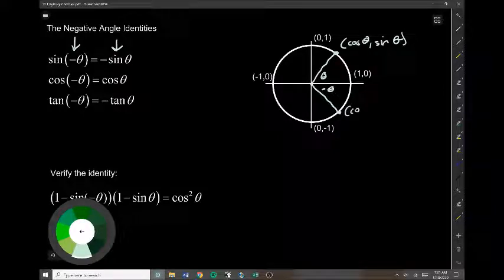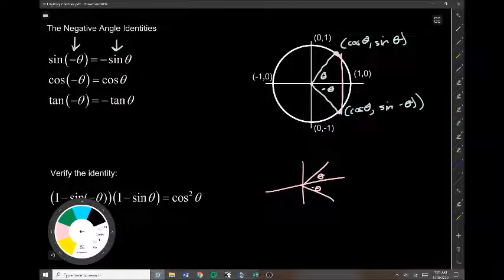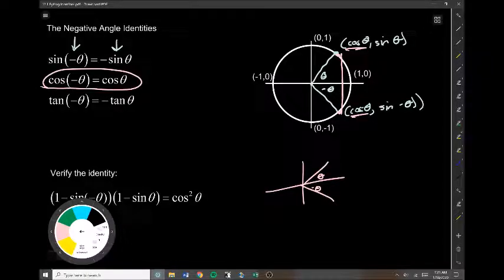The x value isn't going to change, but the y value switches. Okay, so notice how this x value here matches this x value here. Like these are at the same spot on the unit circle. So a negative angle is just a reflection over the x-axis. Theta, negative theta. That means the x values don't change. Cosine theta is the same as cosine negative theta. That's what this is saying. Cosine theta is the same as cosine negative theta. We write it the other way around. Cosine negative theta is the cosine of theta.